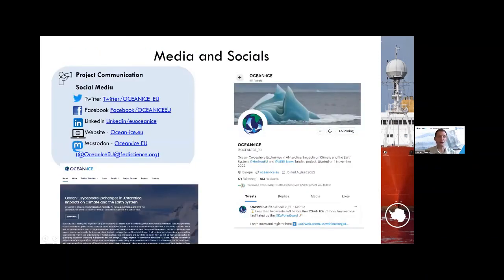So here's where you can find us. There's a wide range of social media. Our website is up and being developed, and you can reach us through any of these means. All are actively monitored, as well as the good old-fashioned just send me an email.